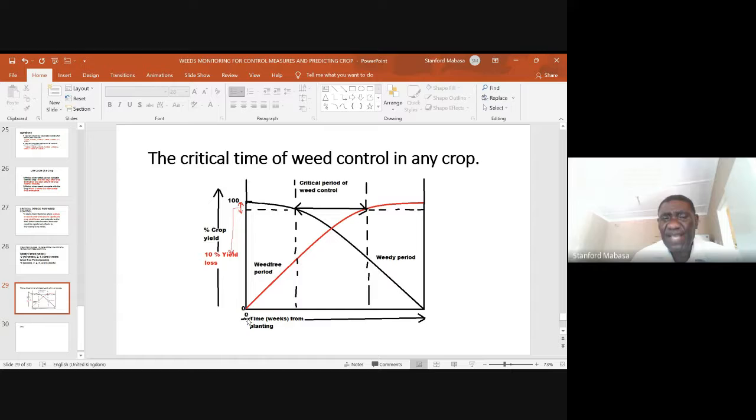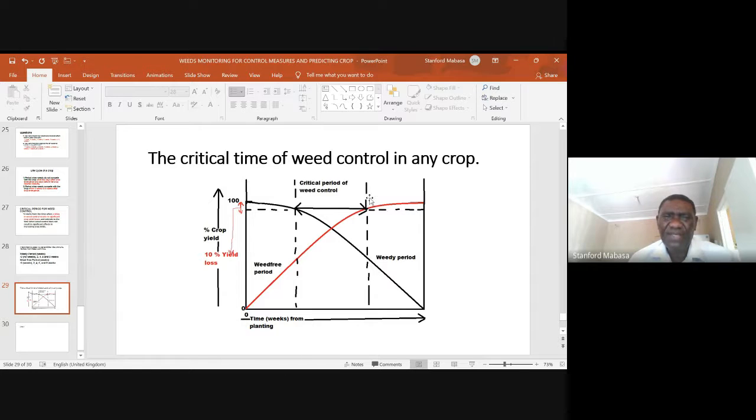Now, if we were supplying the crop with a weed-free period, making sure there are no weeds for different times, we could increase crop yield versus weed-free periods up to this point, represented by this red line. So if we draw these two graphs together, they can enable us to identify this part here.